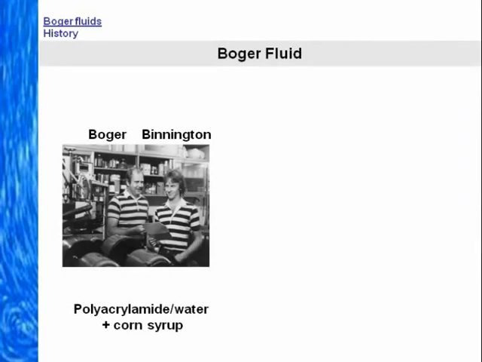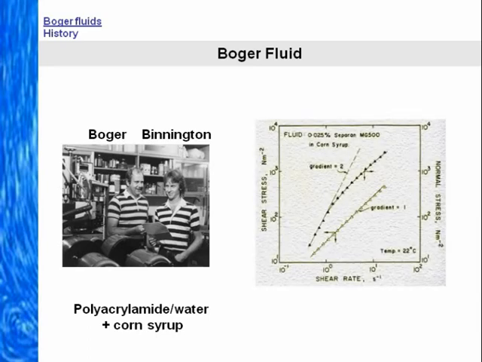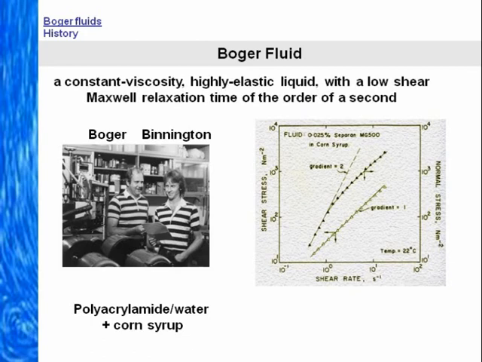Rod Brinnington made up the solution, first dissolving a small amount of polyacrylamide in water and then using a commercially available corn syrup. Off he went to a rheogoniometer and measured the first normal stress difference and the shear stress as a function of shear rate. I very well remember when he came up the stairs to my office and presented the linear shear stress shear rate data and the first normal stress data, which went from quadratic behavior at low shear rates to non-quadratic behavior as the shear rate increased. Lo and behold, what we had was a constant viscosity, highly elastic liquid with a low shear rate Maxwell relaxation time of the order of a second.